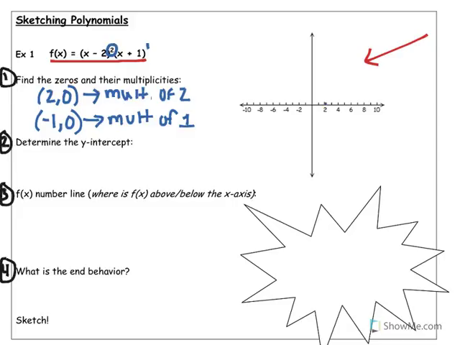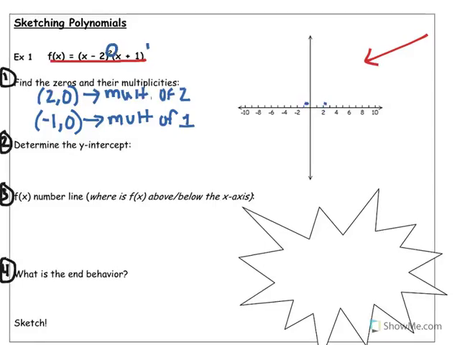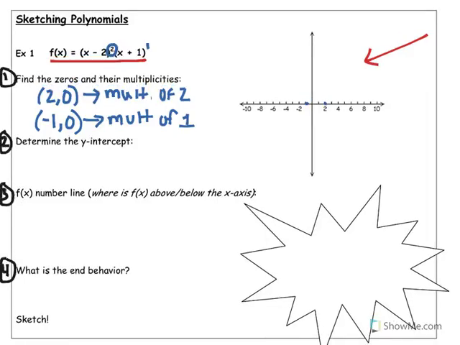So I have a zero at (2, 0), and then I have a zero at (-1, 0). Sorry, I don't know why that's moving. Okay, there we go. So we can remember the zeros cross the x-axis, so we can plot those zeros right there. And next we're going to look at the y-intercept.